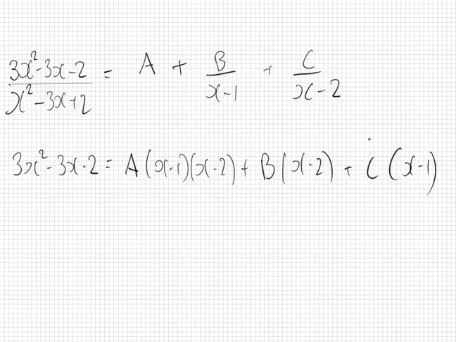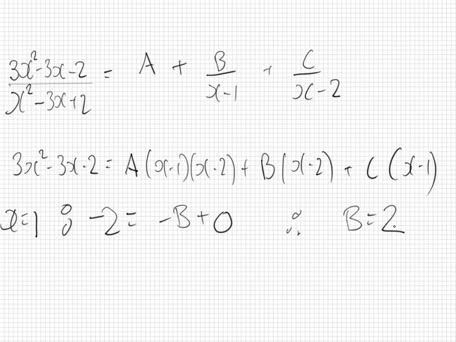Now, what should I choose for x, my first value? 1. Yep, because that will cancel everything except for the b. So if I have here x equals 1, I'll get 3 minus 3 minus 2 equals 0, and then this will be minus 1 plus 0. Therefore, b equals 2.